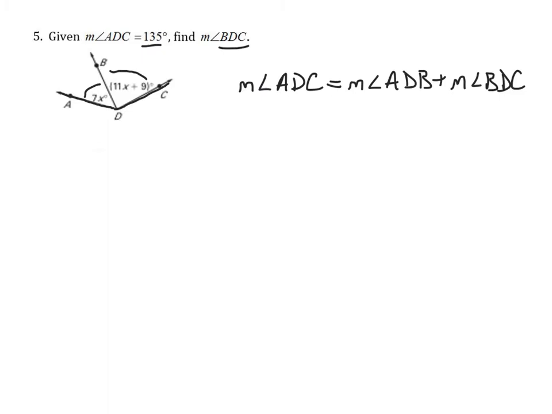Let's fill in everything I know. ADC, they gave me that in the directions, 135. Next, ADB, I just pointed that out, is 7x. After that, BDC is 11x plus 9. Now you don't have to include the parentheses here. The reason they did in the picture is because at the end, remember, it's an angle. It has degrees. Take a second, see if you can solve this on your own. I'll reveal the answer in a couple seconds.